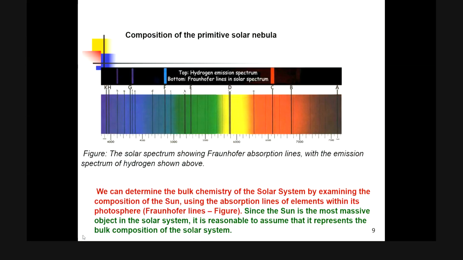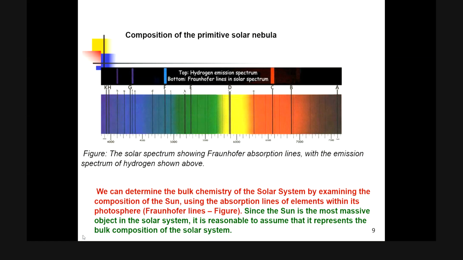If you remember, we had discussed that we can determine the bulk chemistry of the solar system, right? First of all, we assume that if we consider it like a closed box model, most of the mass lies with the sun, more than 99%. The remaining mass that would have contributed towards planet formation, just by virtue of the sun being the most massive object, we believe would be similar to the composition of the sun or the solar photosphere, right?